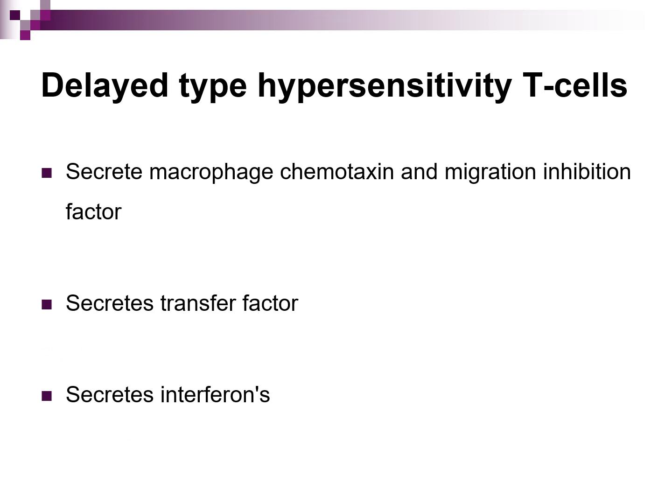We've got the delayed type hypersensitivity T cells, and these are part of the CD4 subset. They secrete macrophage chemotaxin and migration inhibition factor. They secrete transfer factor, and that makes the T cells more responsive. And they secrete interferons. The primary function of the delayed type hypersensitivity T cells is to secrete lymphokines, and these are chemicals that affect other cells.